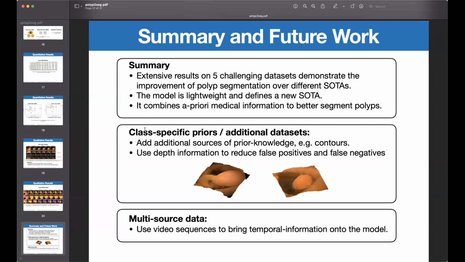What we would like to do as future work is to add more precise prior knowledge, for instance, to characterize the contour information of these polyps by exploring contour losses. And we believe that if we combine some sort of depth information, we can as well reduce the false positives and the false negatives. And we would like to explore the possibility of using other types of data sets, such as video data sets, in order to have more training samples and to see whether we achieve online results.